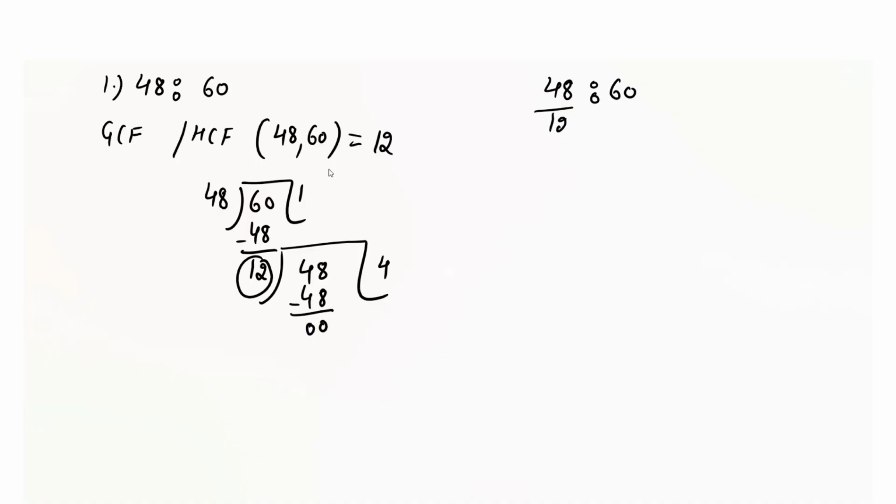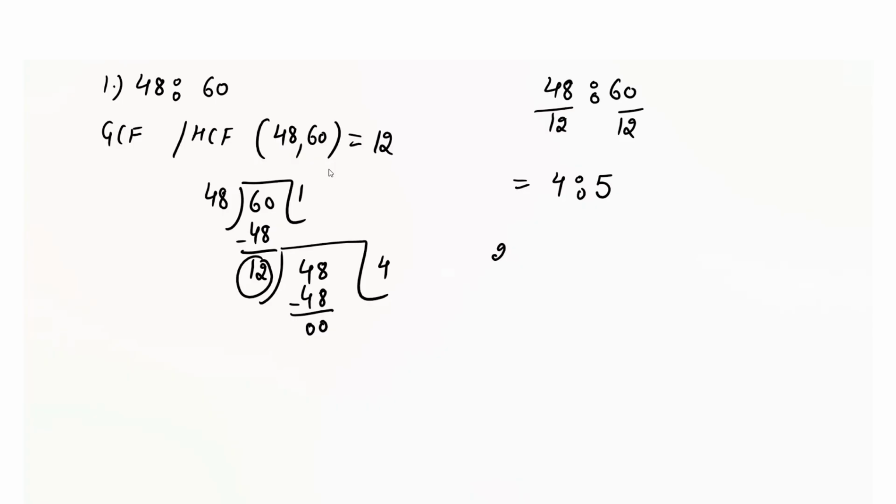So we'll divide both the numbers by 12. 48 divided by 12 is 4 and 60 divided by 12 is 5. We are able to simplify the ratio 48 over 60 in a single step.